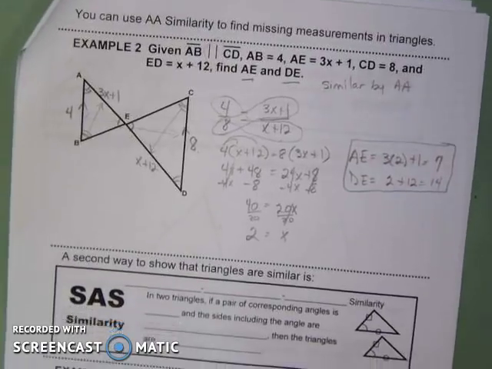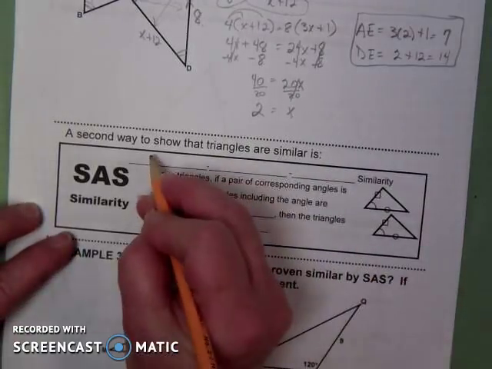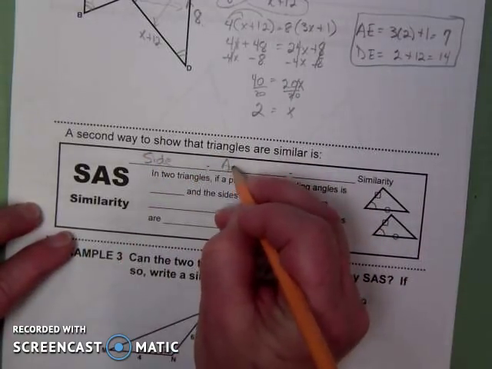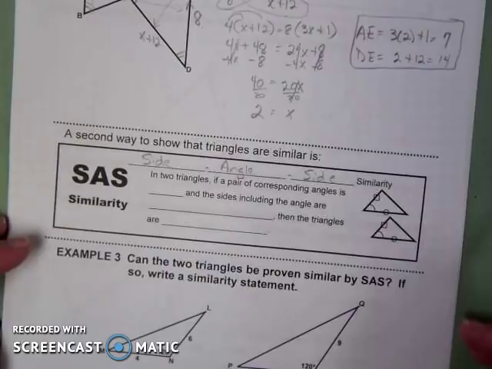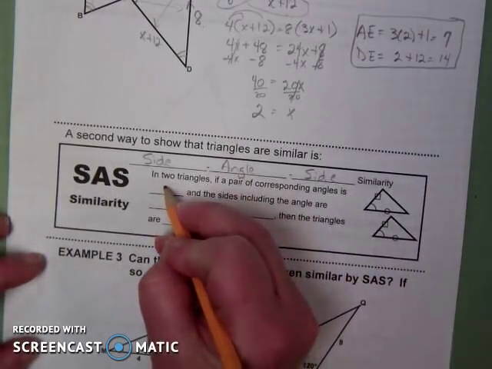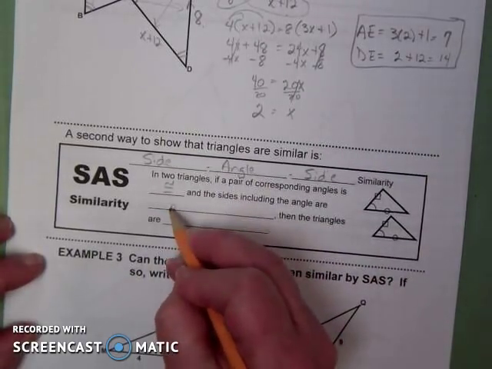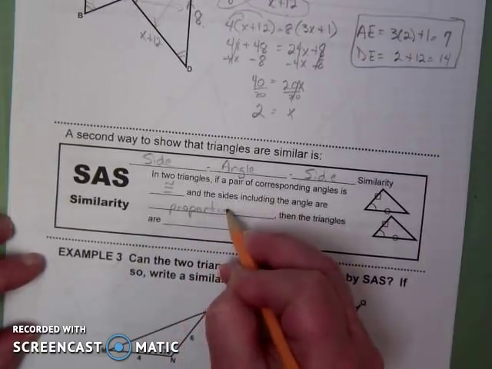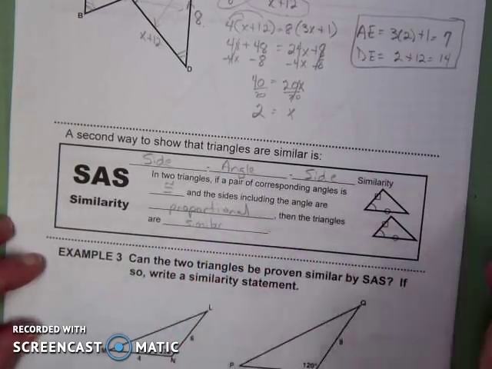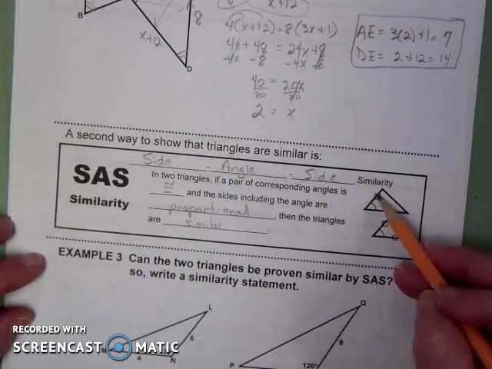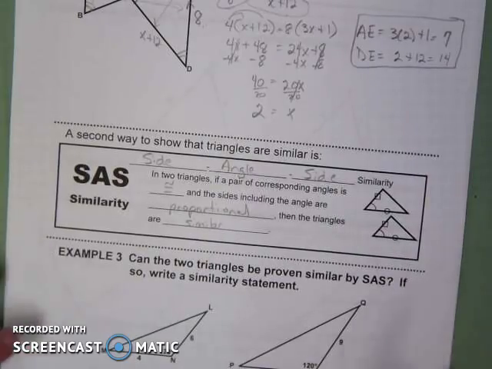A second way to show that triangles are similar is by the SAS similarity. SAS is side, angle, side. So in two triangles, if a pair of corresponding angles is congruent and the sides including the angle are proportional, then the triangles are similar. What it means by including is you've got side, angle, side. That angle must be in between the two sides.